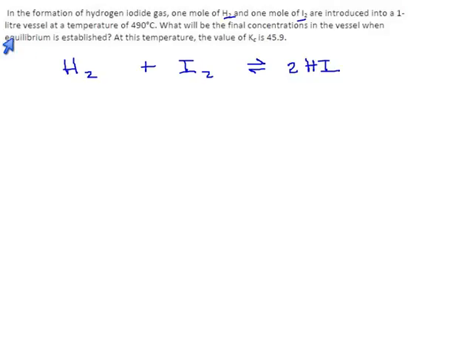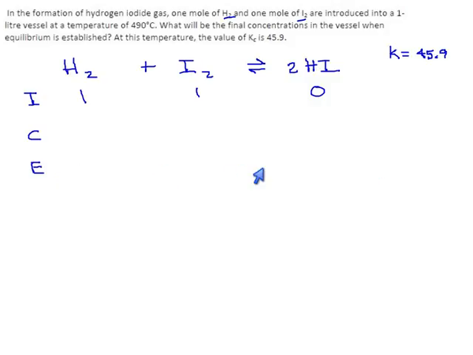1 liter vessel, and they put 1 mole of hydrogen and 1 mole of iodine. So initial, change, equilibrium: 1 mole, no HI at the beginning. And what will be the final concentration in the vessel when equilibrium is established? The equilibrium constant is 45.9. K equals 45.9.